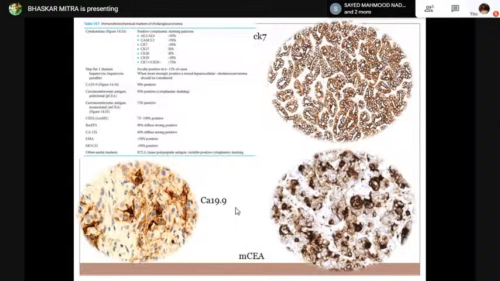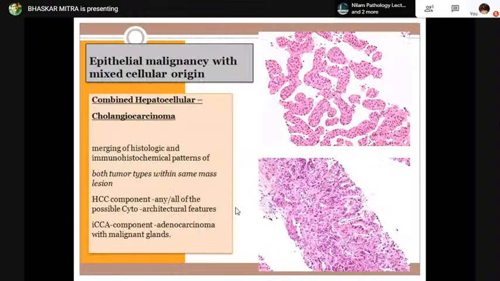Now in the epithelium there is an overlap. One, what we see, is the hepatocytic one, and the other, the cholangio, the biliary one. But what I see in the small duct, there may be transdifferentiated hepatocellular ones, hepatic cells that may give rise to cholangiocarcinoma. So there is one entity called epithelial malignancy with a mixed cellular origin.